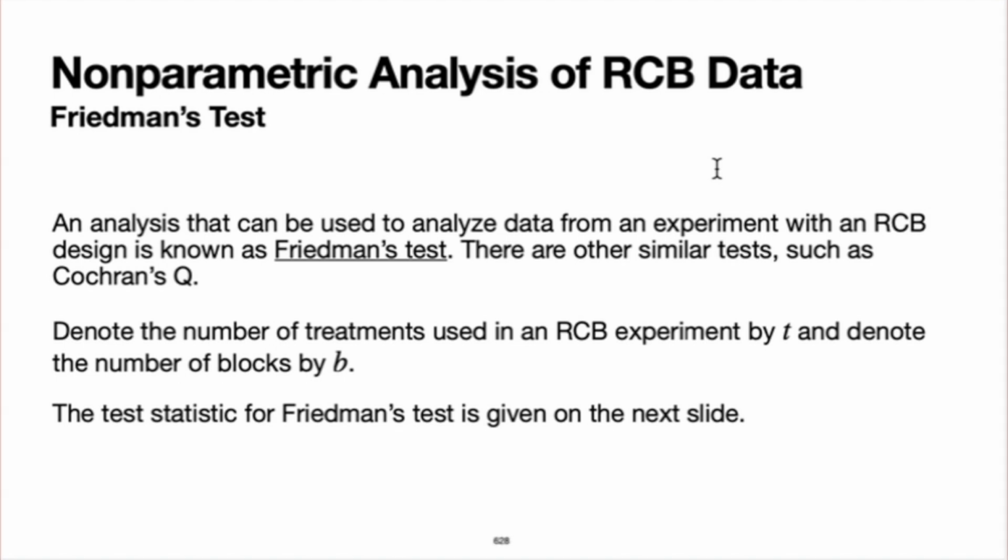Now, there are other names for this test, or tests that are very similar to this. For example, one is called Cochran's Q test. These are all essentially the same type of test. The bottom line is that they allow us to perform a comparison of populations within the context of a designed experiment that has a randomized complete block design. Now, let's denote the number of treatments used in an RCB experiment by lowercase t, and denote the number of blocks by lowercase b. Then the test statistic that we'll use for Friedman's test is given on the next slide.